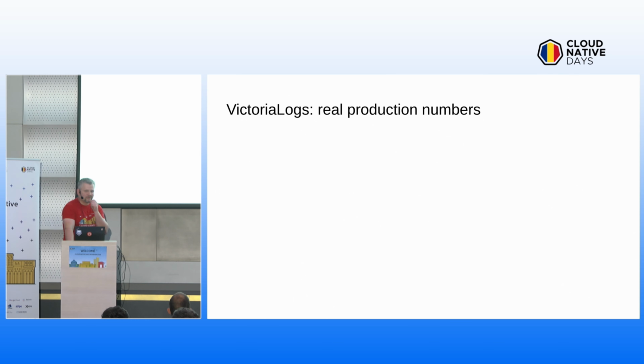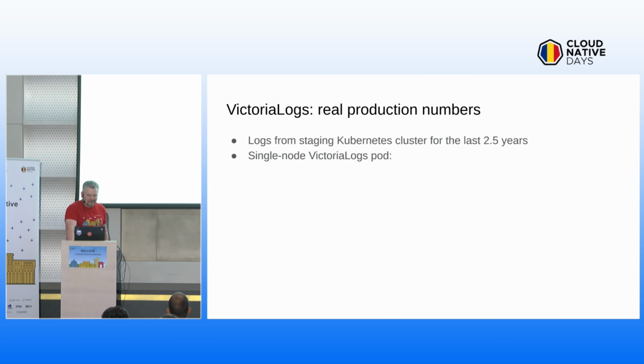And let's look at some real production numbers from VictoriaLogs. We run VictoriaLogs internally for collecting logs from our Kubernetes staging cluster for the last 2.5 years, and we run a single node version of VictoriaLogs with the following limits. It has 32 gigabytes of memory, 8 CPU cores, and a 1 terabyte HDD-based persistent volume with the limit of 120 megabytes per second of disk read-write bandwidth and 750 IOPS.